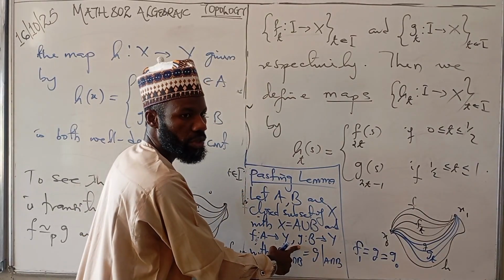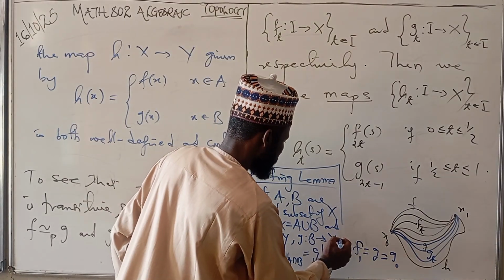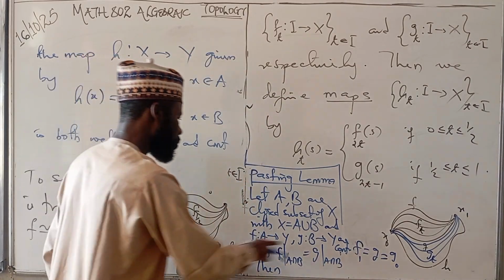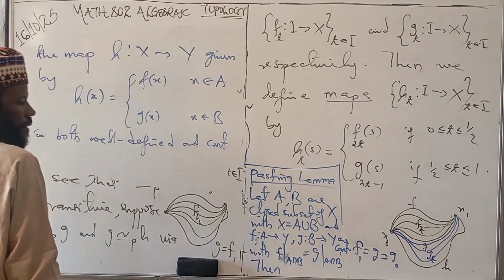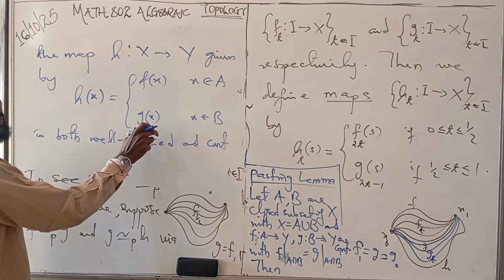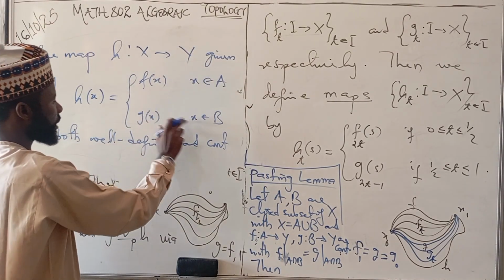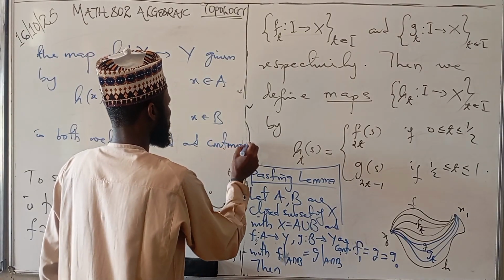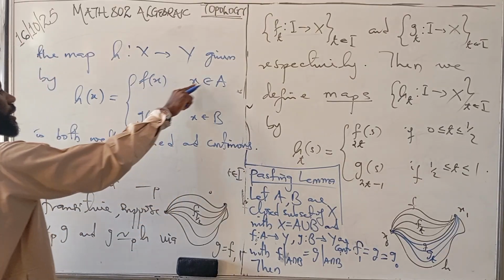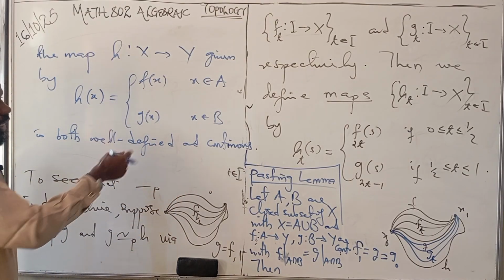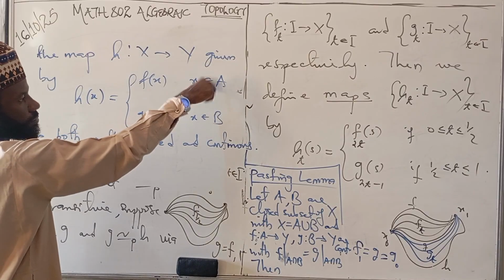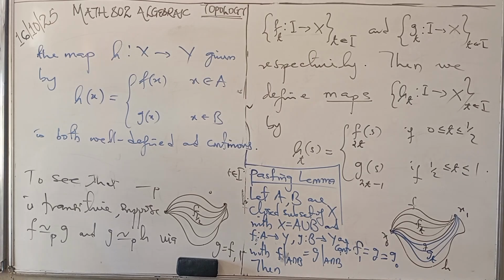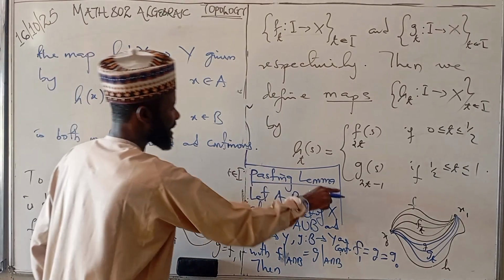F and G are continuous with this condition. So if you have two continuous mappings like this, and you define a map on the domain, you know, F and G, then it is also continuous and is well defined. Well defined in the sense that at the intersection point the values are the same. So you have the mapping to be well defined, and then it is continuous. It is called the pasting lemma.